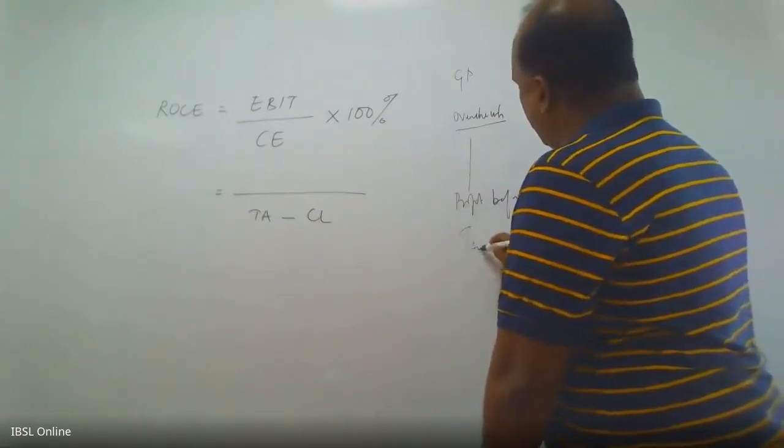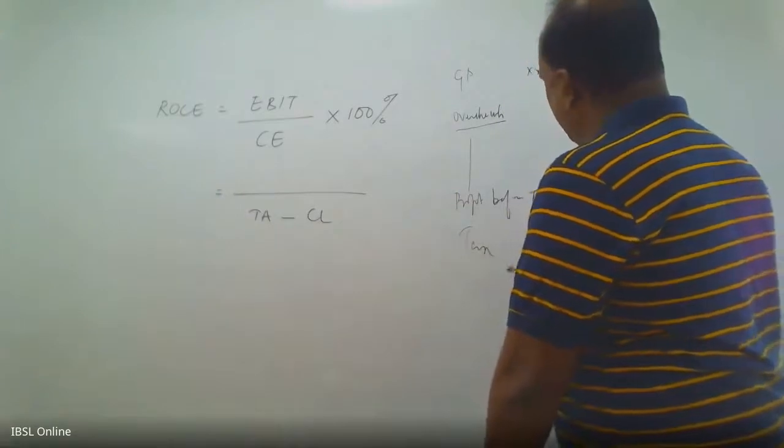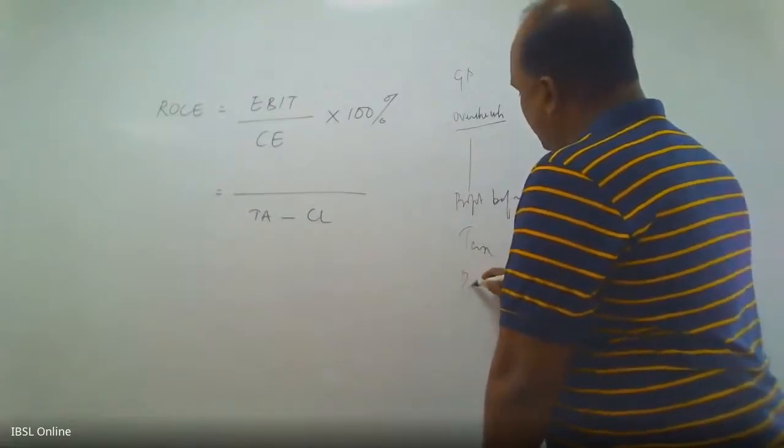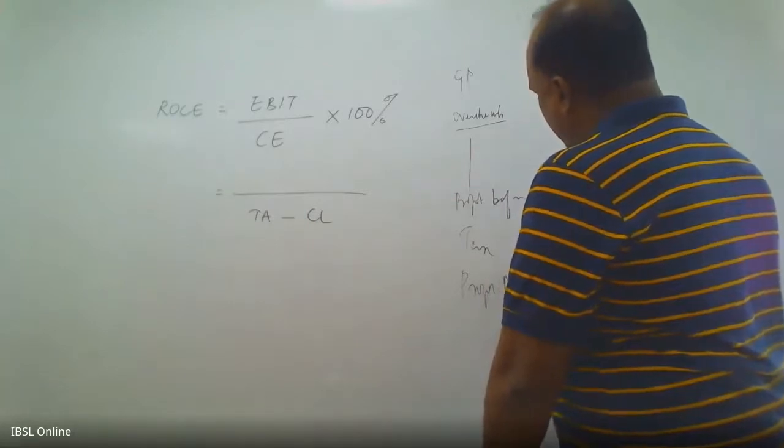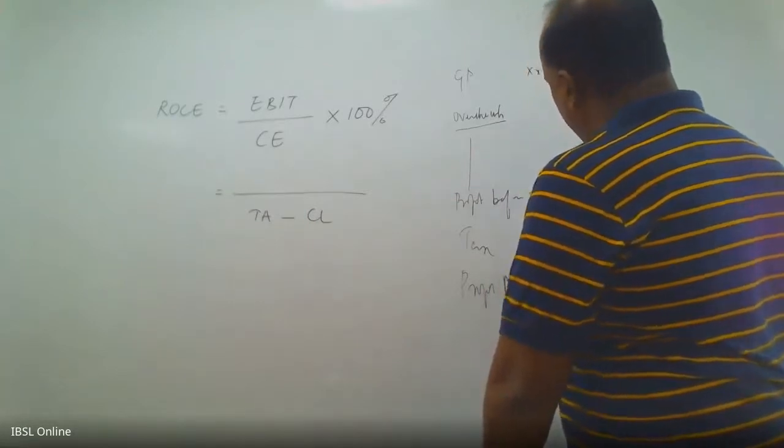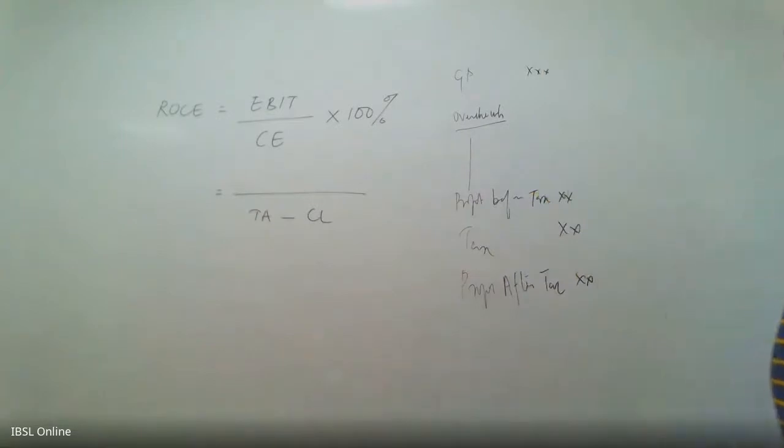Then you have tax and profit after tax. Profit after tax. So this is how your financial statement will look like. Now we are talking about a figure here which is known as earnings before interest and tax.